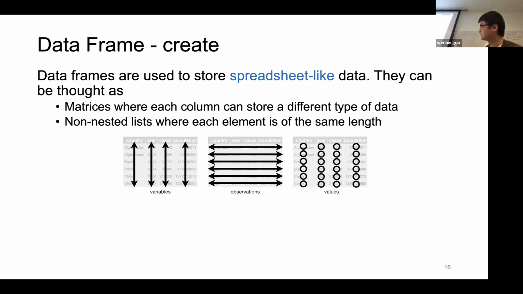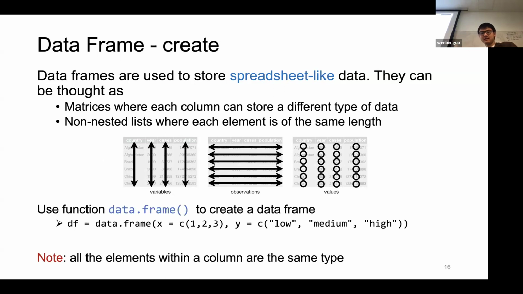And in the data frame, we actually call the rows the observations, which is shown here, the horizontal, and the columns are the variables. So this is a conventional tradition we usually refer to, the observations and the variables, and the values in the cells are just called the values.